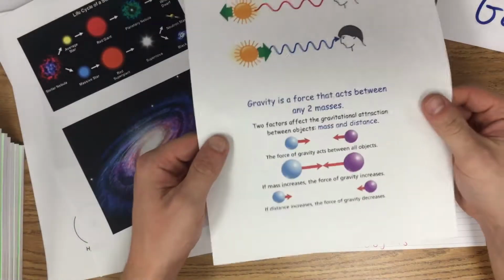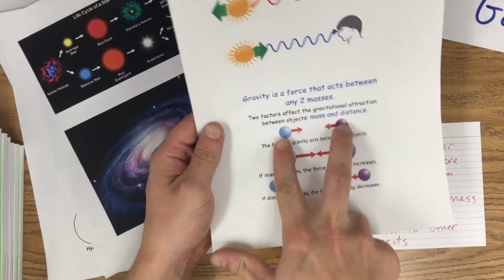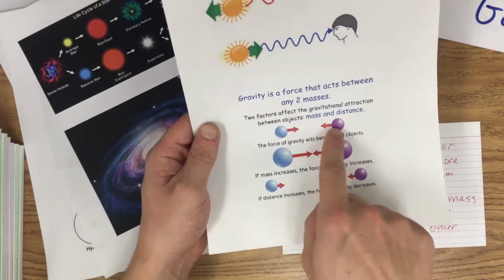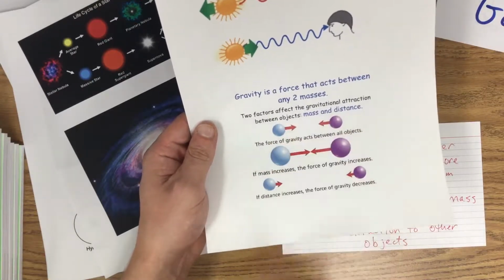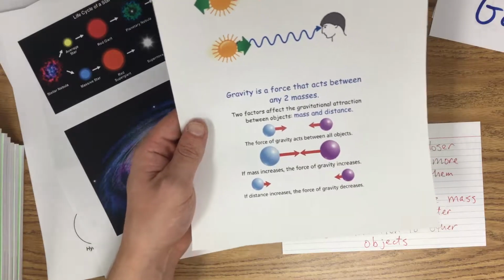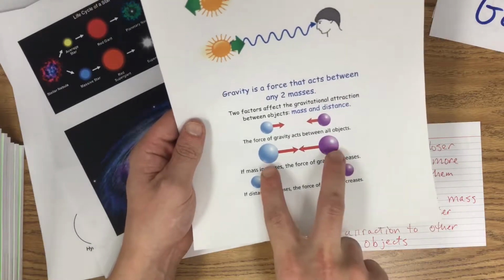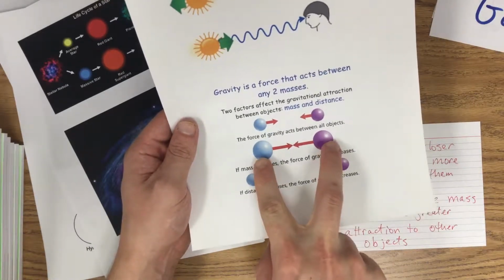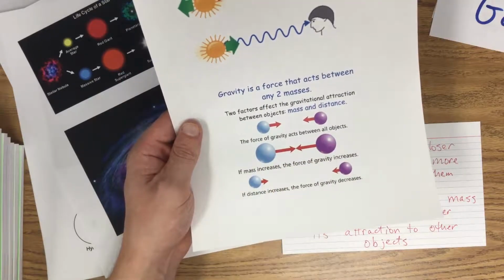So you can see in this image, if two objects have a low mass, they don't have much of a force of gravity towards each other. They do have a force of gravity, but it's not really strong. The greater the mass of the two objects, the more of a force of gravity between the two.